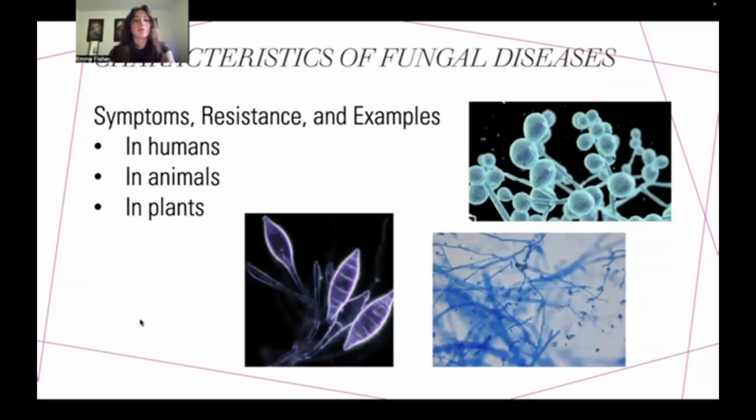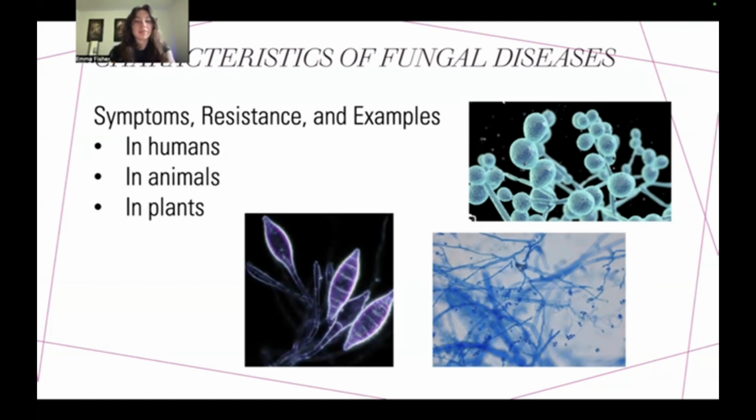And then our next one, we're going to talk about just some of the symptoms, resistance, and examples in humans, in animals, and in plants as well. In humans, it's going to be this top right disease. It's called Candida albicans. It primarily infects humans, causing a yeast infection. Symptoms are like athlete's foot, which causes itching, redness, and peeling of the skin. Resistance that is developing is some strains of the disease have developed resistance to the antifungal medication. So hopefully they're working on some new ones as well.